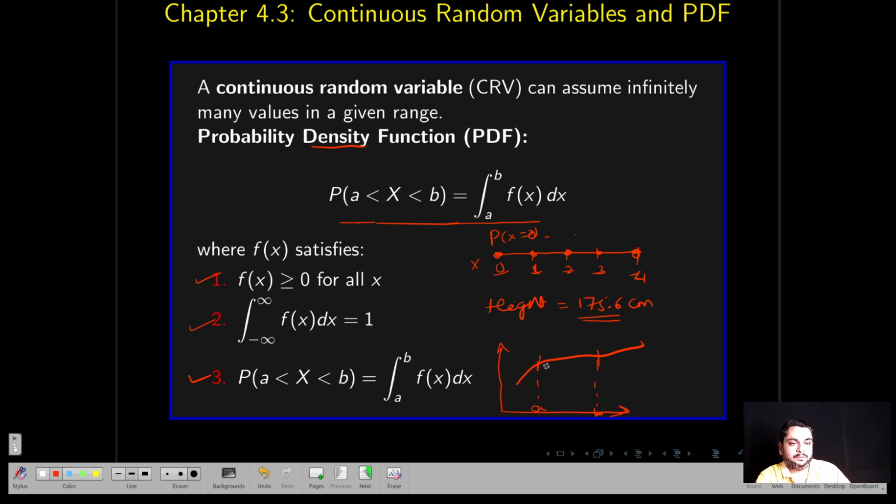Now the integral means what? If you know the integration concept, integral actually finds the area under the curve. So this is A, this is B. In this interval, I am finding the area under the curve. This is actually the probability density. So we cannot have the discrete values. See, this is a continuous curve. I can have infinite number of points between the interval A, B. That is the concept here.